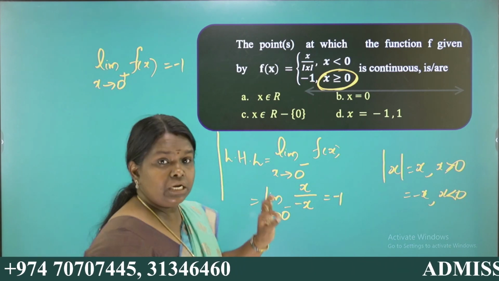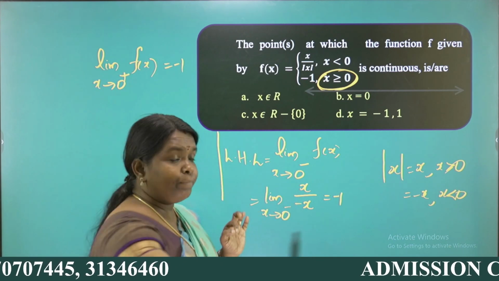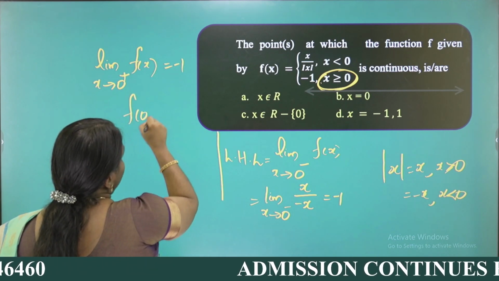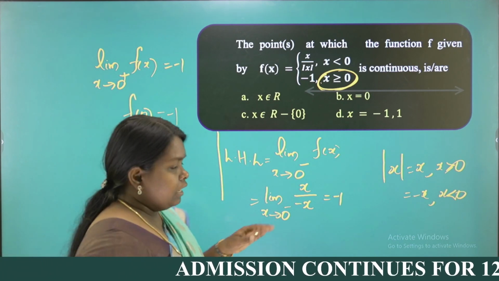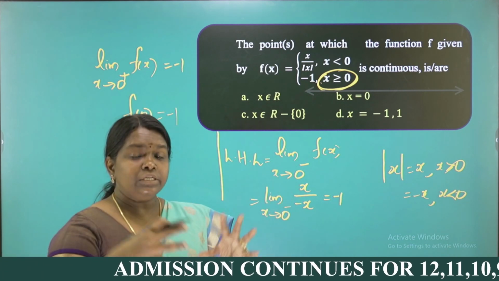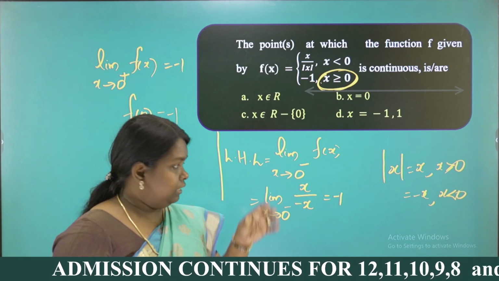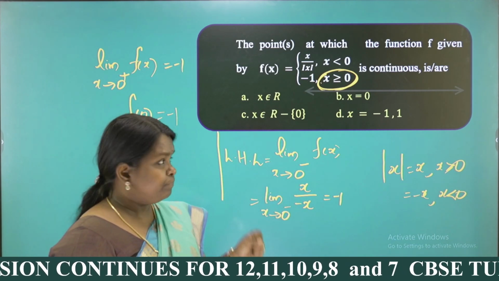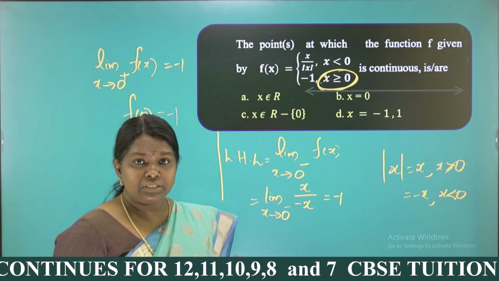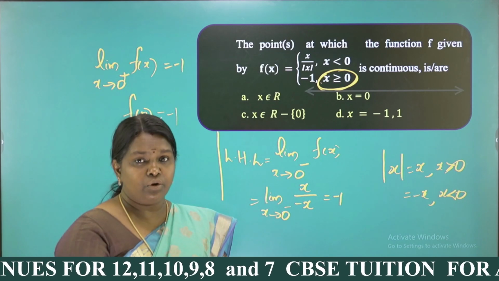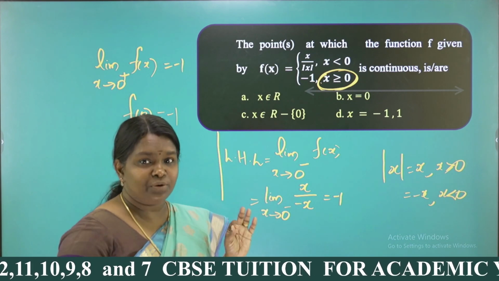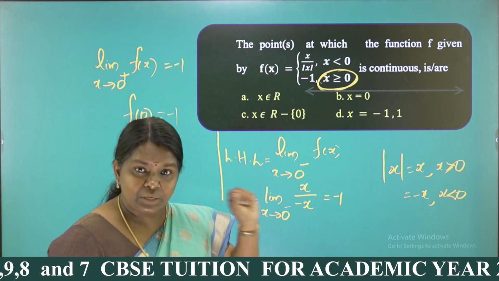So LHL, RHL, and even at the point x equal to 0, it is also minus 1. F of 0 is also minus 1. Literally, all three are coinciding: limit x tending to 0 minus, limit x tending to 0 plus, and f of 0. All three are coinciding. So the answer is, it is continuous at x equal to 0.